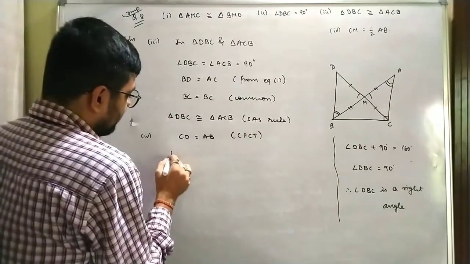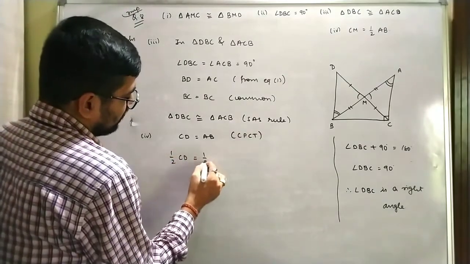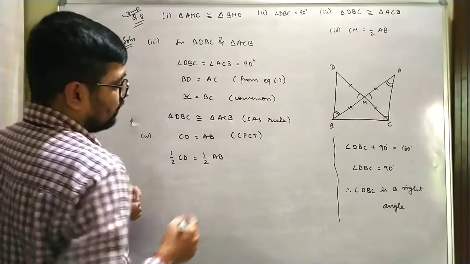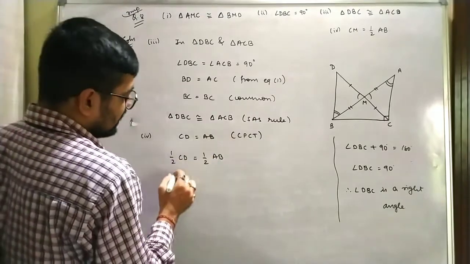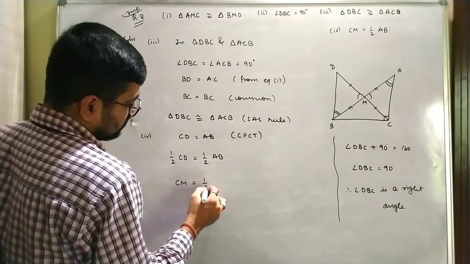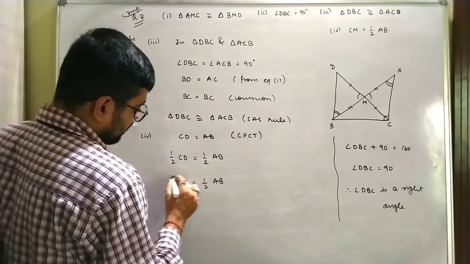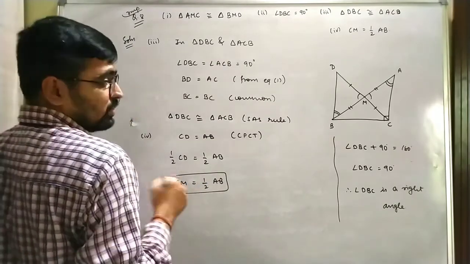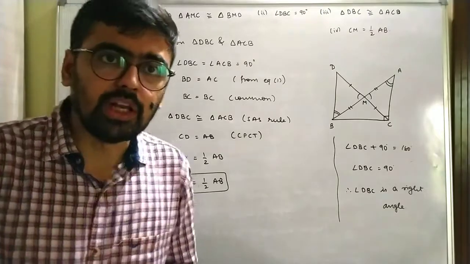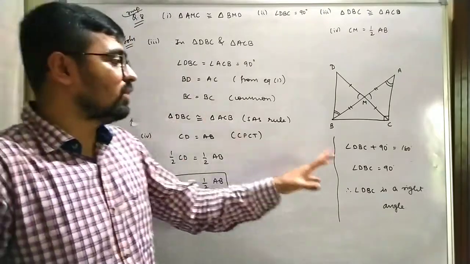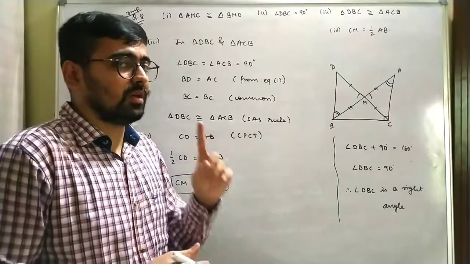Correct. And if I divide both sides by 2, because we know that M is at the midpoint, then CM will be half of CD, and we will leave the other side as half of AB, because this is the only expression we are supposed to get. Am I clear? Correct. So this is how we are supposed to solve this question number 8.